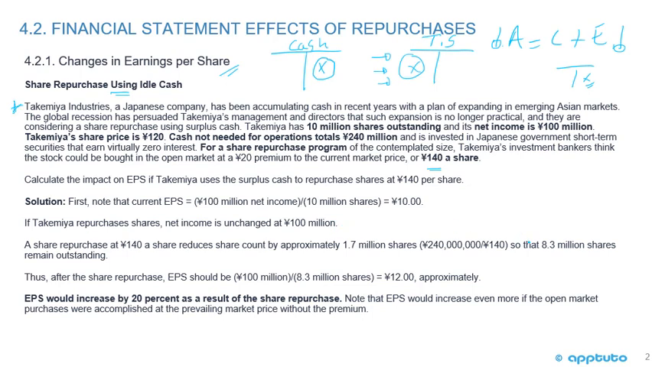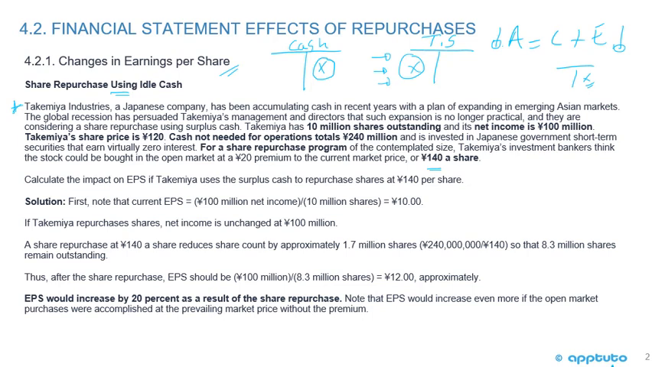Takamiya Industries, a Japanese company, has been accumulating cash in recent years with a plan of expanding in emerging Asian markets. The global recession has persuaded Takamiya's management and directors that such an expansion is no longer practical, and they are considering a share repurchase using surplus cash. Takamiya has 10 million shares outstanding, its net income is 100 million yen, and the share price is 120 yen. Cash not needed for operations totals 240 million yen and is invested in Japanese government short-term securities that earn virtually zero interest.